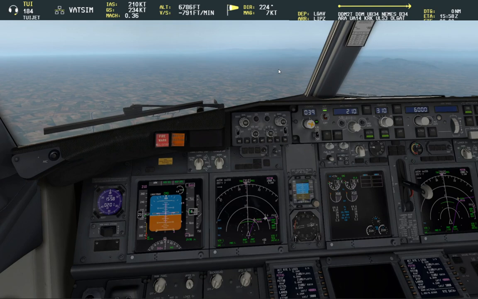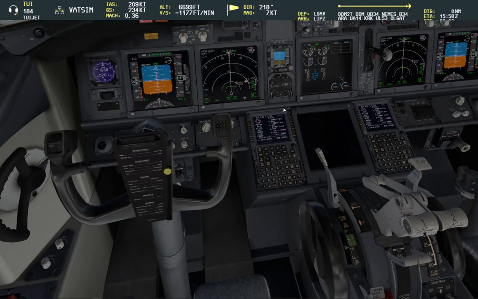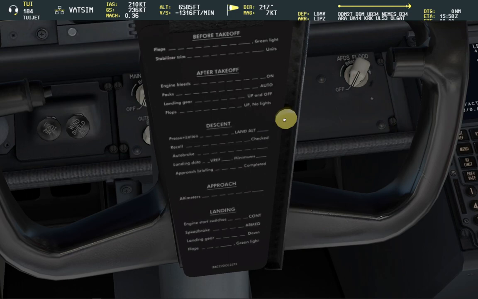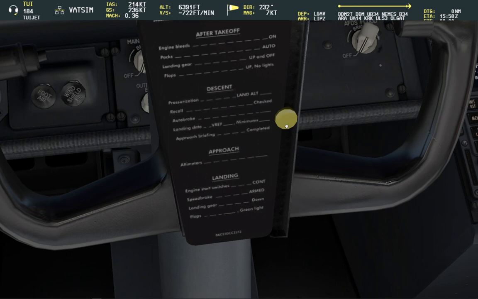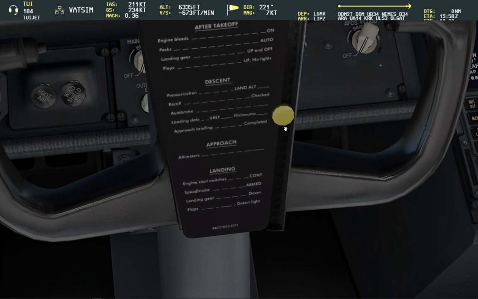Yeah, we could do an approach check, why not? Always these boring checklists. So descent check, pressurization, landing altitude is set, recall is checked. Auto brake set, landing data is set, VREF and minimums. Ah, minimums I didn't set. Oh, damn it! That's why we do checklists.